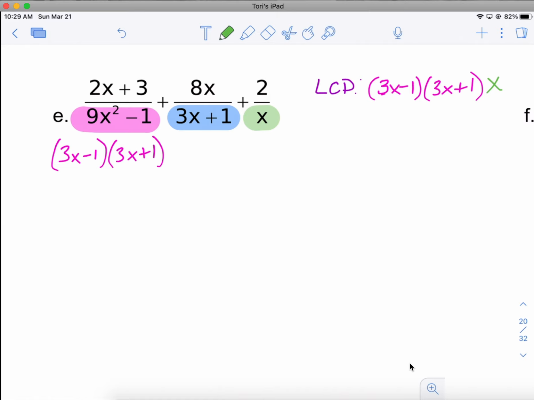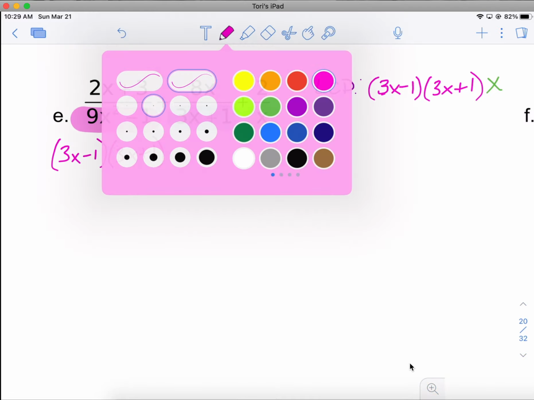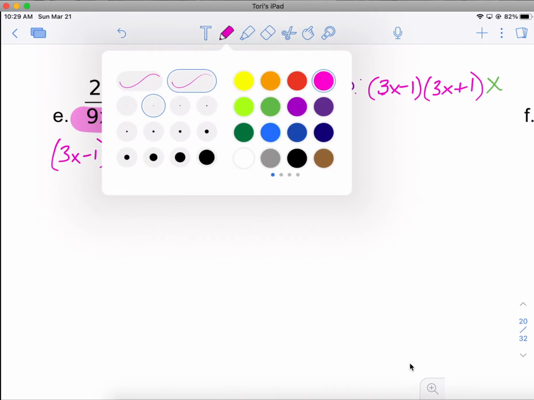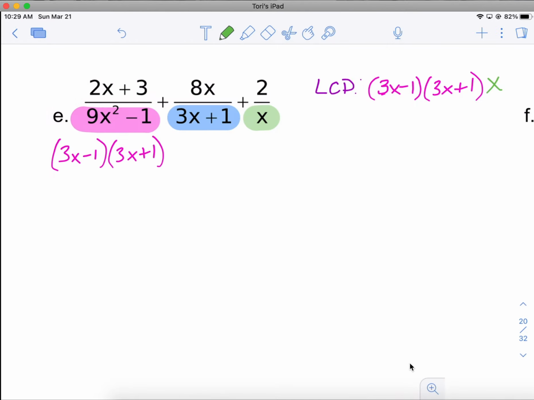The first guy, so let me make him pink again. This first guy has all of the pink pieces. He's just missing the green piece. So what I'm going to do is I'm going to go in and I'm going to remind myself that I'm multiplying this guy by an x. And I'm multiplying his bottom by an x. Okay, he's missing the green piece.